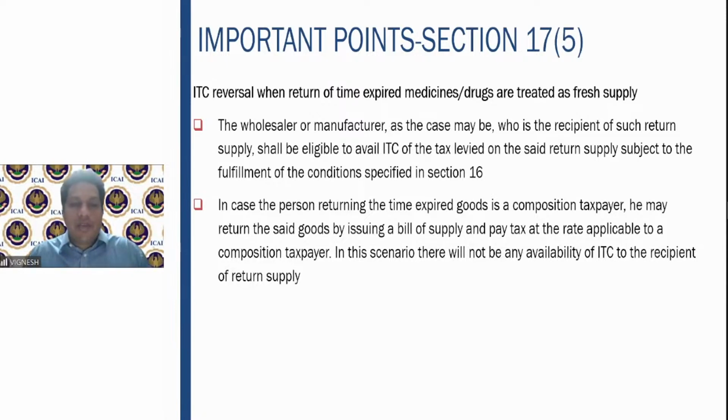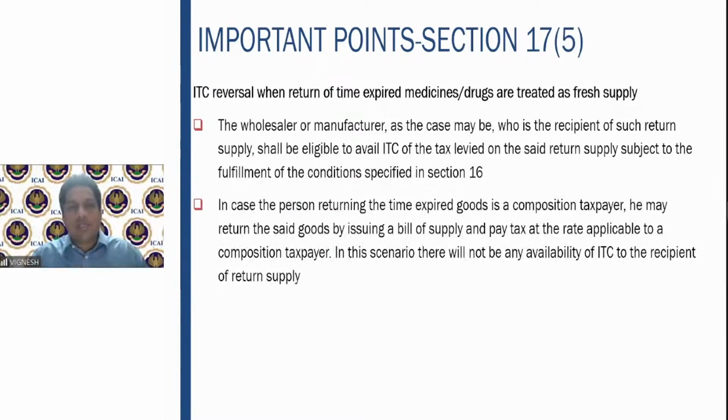Now, what happens in a case where the person who is returning the time expired goods is a composition taxpayer? We have seen what a composition taxpayer is. Let us take an example of a wholesaler and a retailer here. The wholesaler sells the medicines or drugs to the retailer. The retailer is registered under the composition scheme, that is, he does not collect the taxes from the customers. He just pays 1% of the turnover to the government.